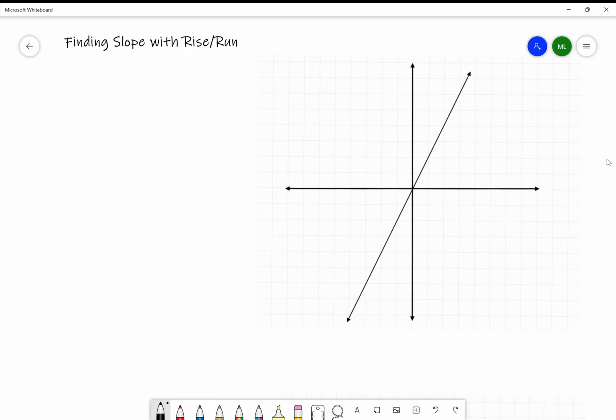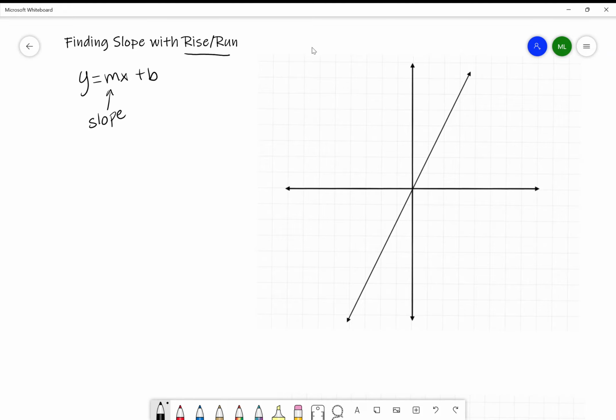Where does slope apply? Well, we have y equals mx plus b, where m is your slope. Okay, so our goal here is to find m, and today we're just going to use the technique of rise over run.